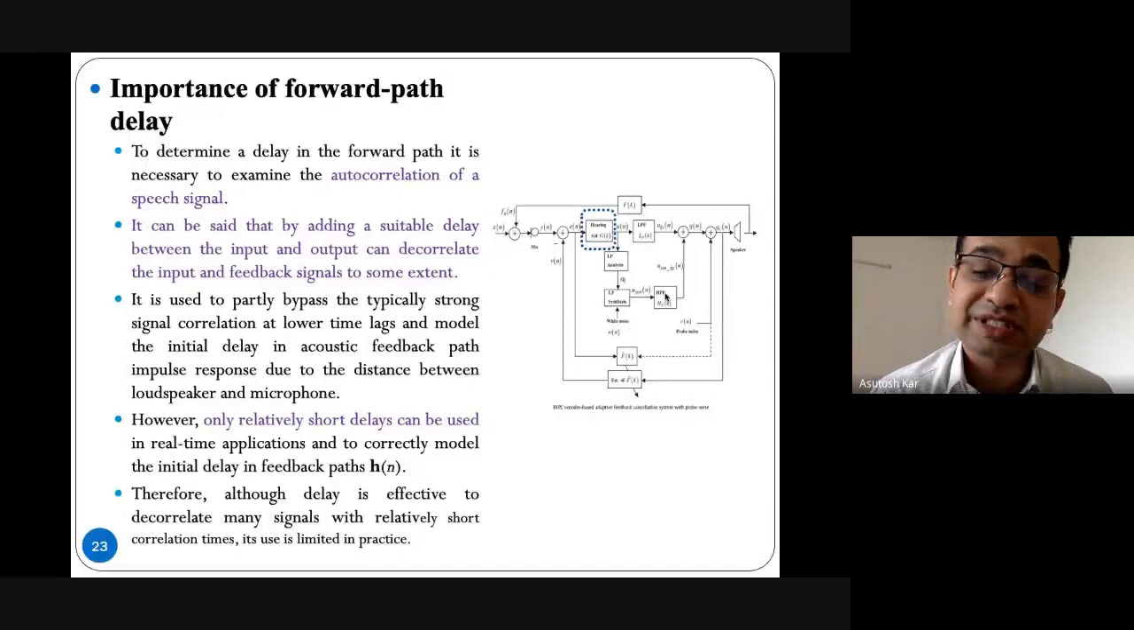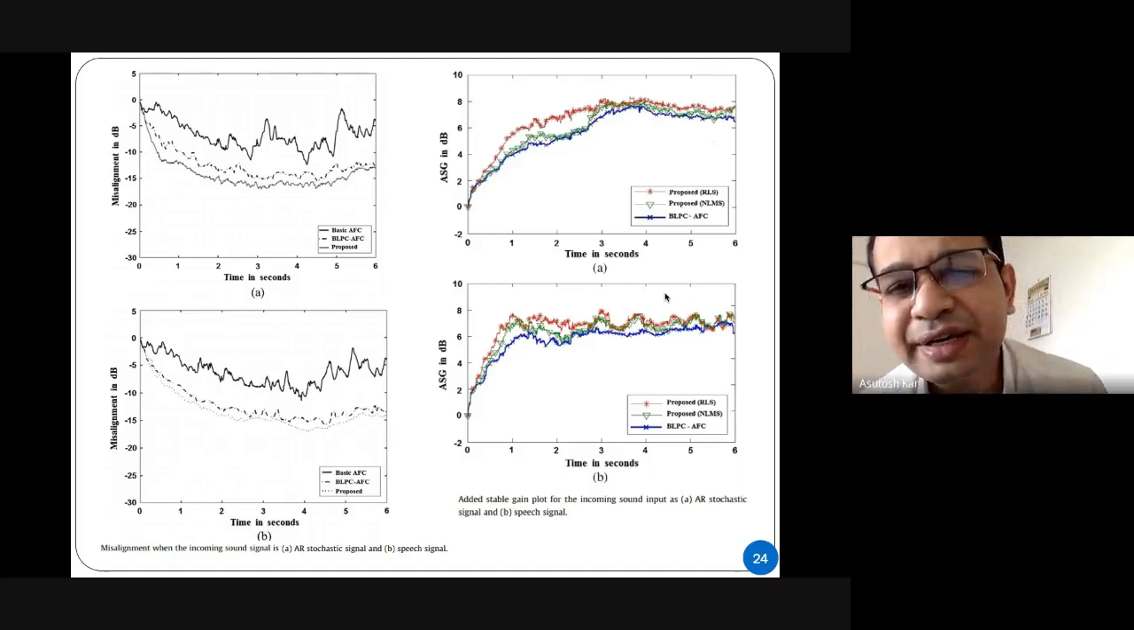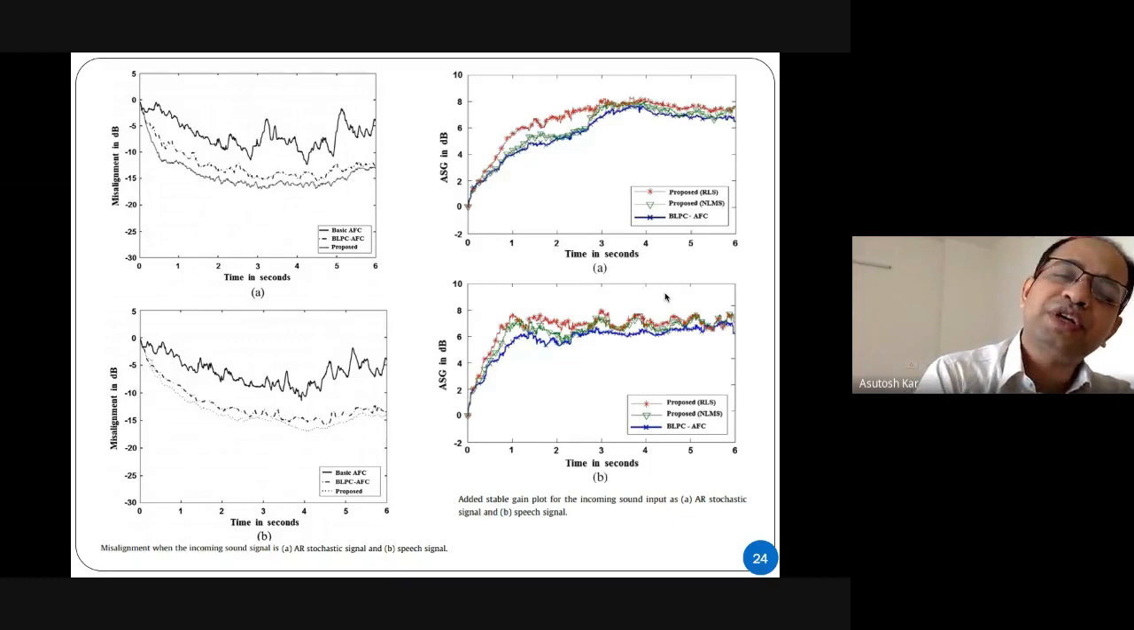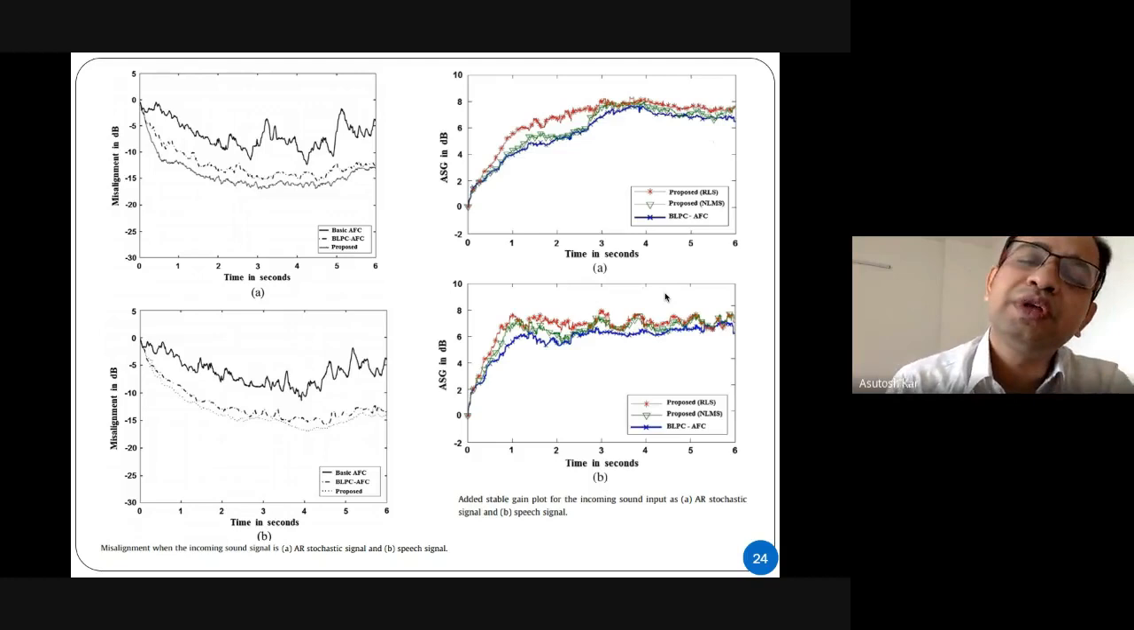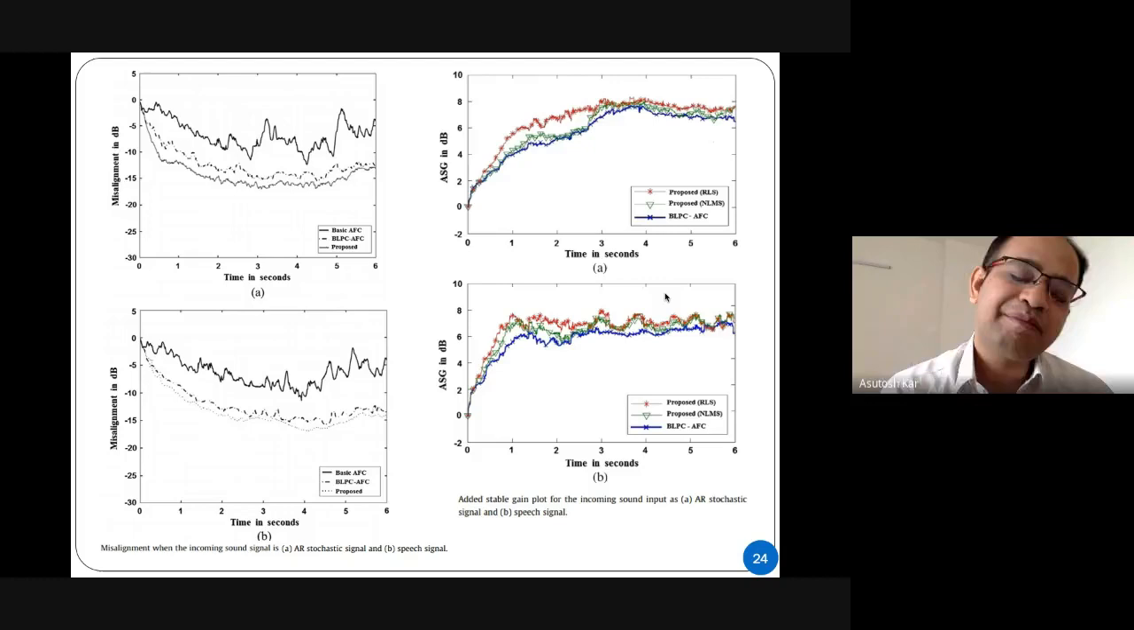So these are the results. We actually got some 20-some results in our research, but here I have just highlighted 4. When we checked the misalignment performance, we found that our proposed structure performs better compared to the existing BLPC AFC. Also, in feedback cancellation, two parameters are very important: one is ASG and one is MSG, additive stable gain and maximum stable gain. And they should always be high.